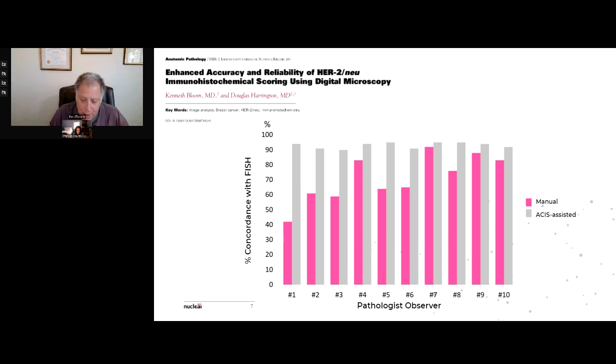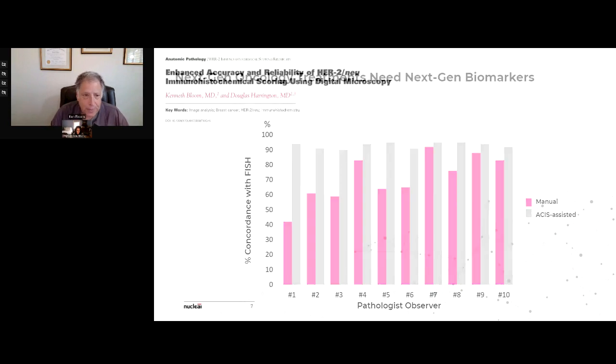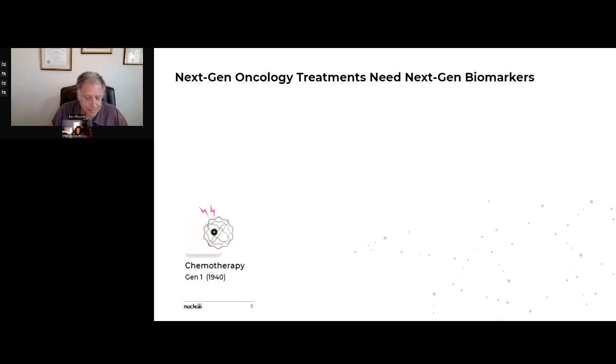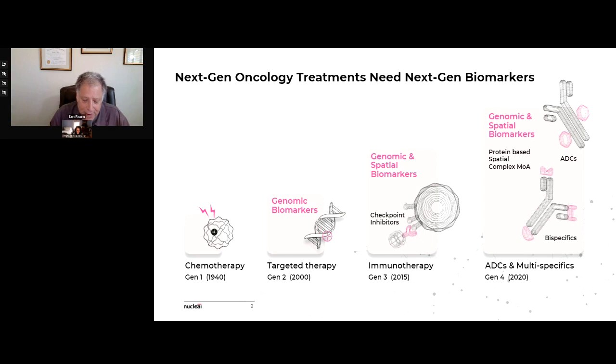As you can see from the bar graph, all of the pathologists performed better with the aid of image analysis, but even more importantly, they all performed with a similar high level of concordance. So even 25 years ago, we recognized that image analysis tools could aid the pathologist and democratize slide interpretation. Over the last 25 years, therapies have advanced, as has the need for improved biomarkers.